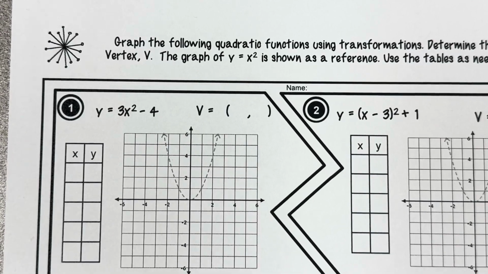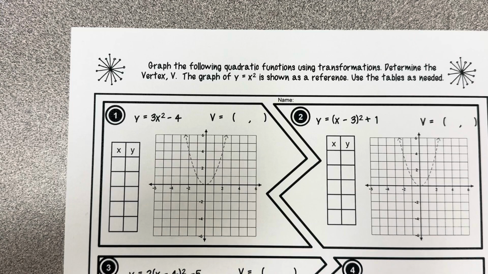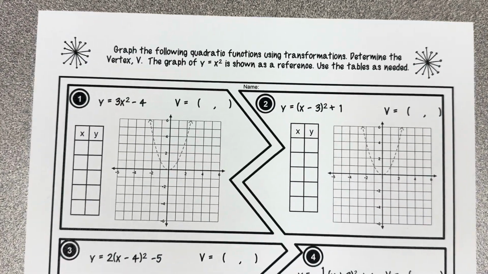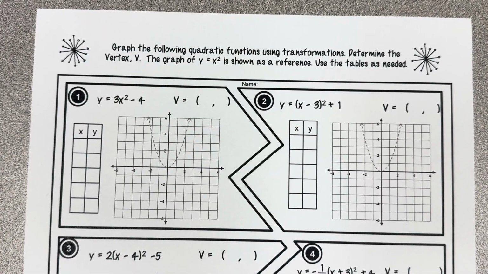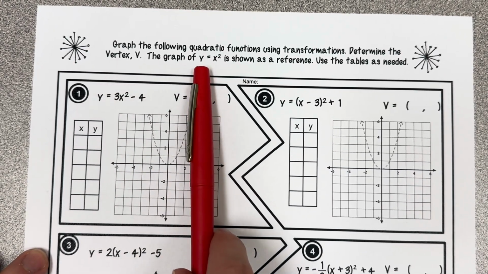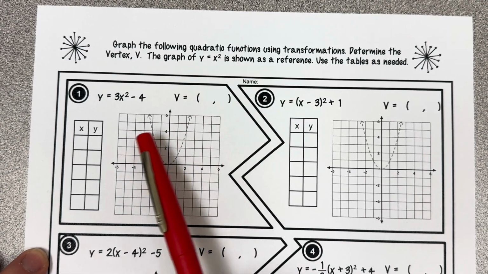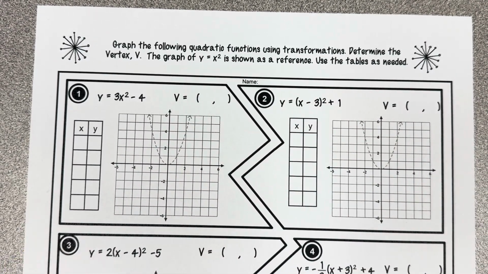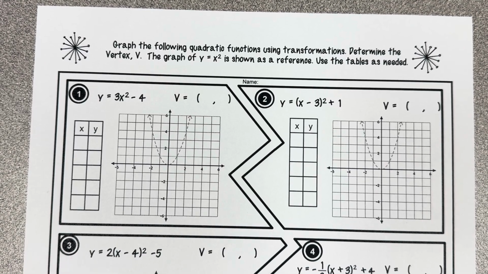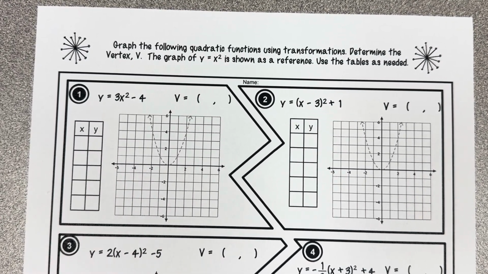Okay, let me zoom out a little bit. All right, for this page, it says, graph the following quadratic functions using transformations. Determine the vertex v. The graph of y equals x squared is shown as a reference. Okay, so it's giving us this little parabola. Use the tables as needed. Okay, so let's see. I kind of don't think we need the tables, but we'll see.